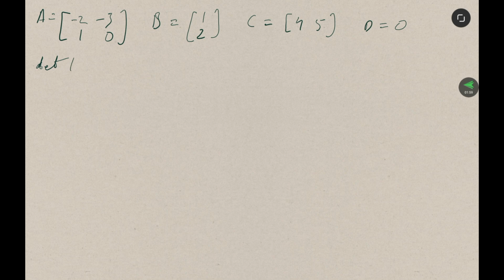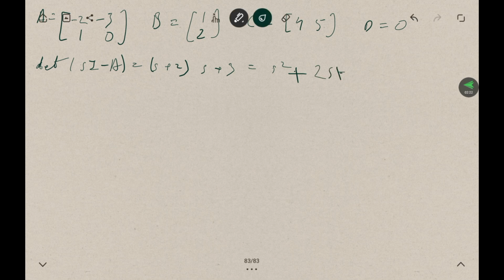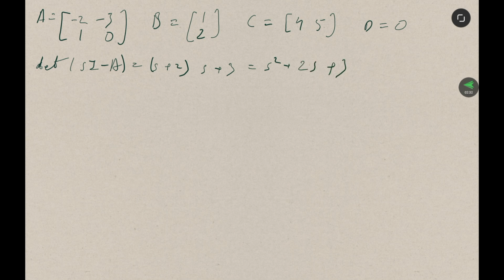So determinant of sI minus A, that is equal to, so we can see that is equal straight away to (s plus 2) times (s minus positive 3). So we can write it as s squared plus 2s. Let me write it again. s squared plus 2s plus 3. So this is the determinant or the denominator.